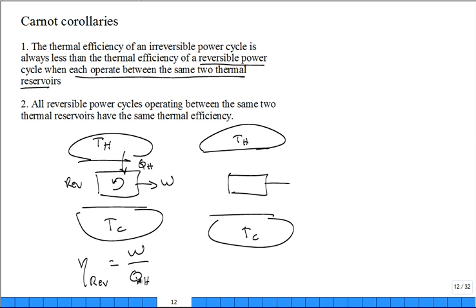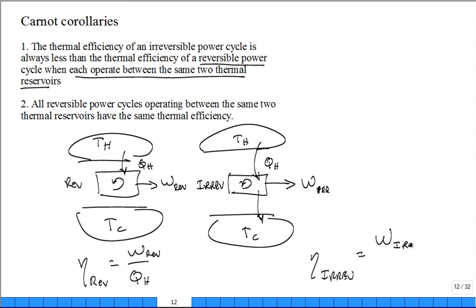True? Here is an irreversible heat engine. It's operating between the same reservoirs. It takes in, let's even think about it, the same QH to produce work, but that work IRR, irreversible, compared to reversible, gives me a lower thermal efficiency because I'm going to get less work out for the same QH.